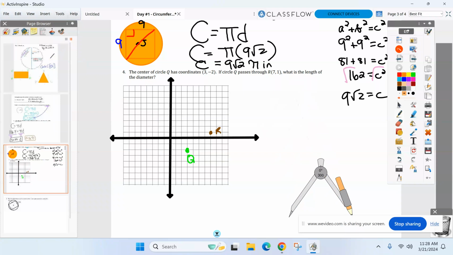Again, Q is the center of the circle. R is a point the circle goes through. Do we know what we're looking at right now? Before we even talk about the length of the diameter, I'm not even talking about that. Do we know what we've been given here?